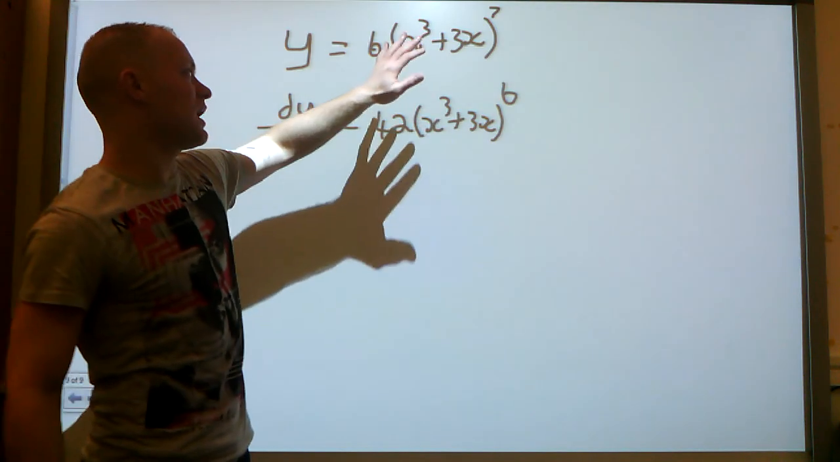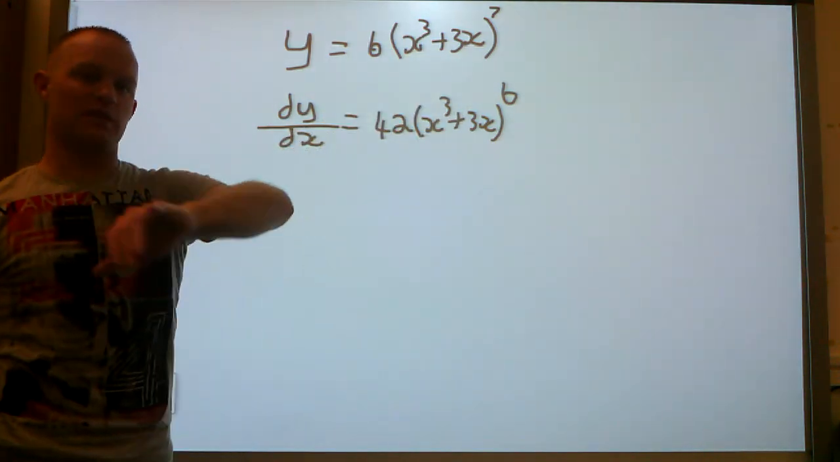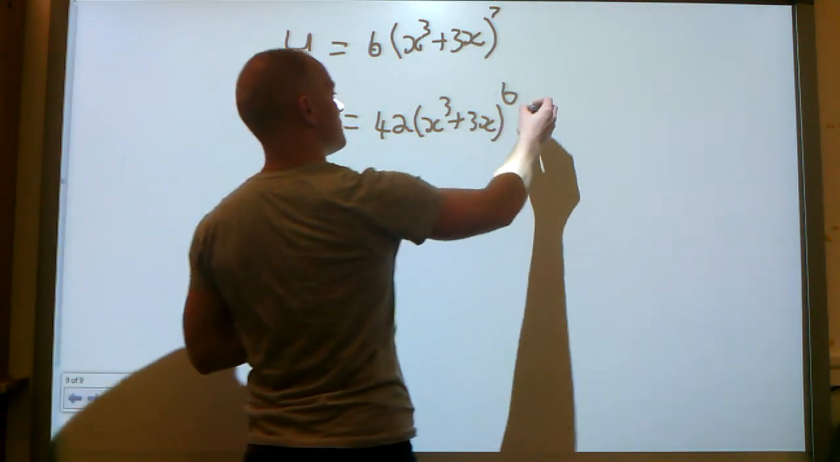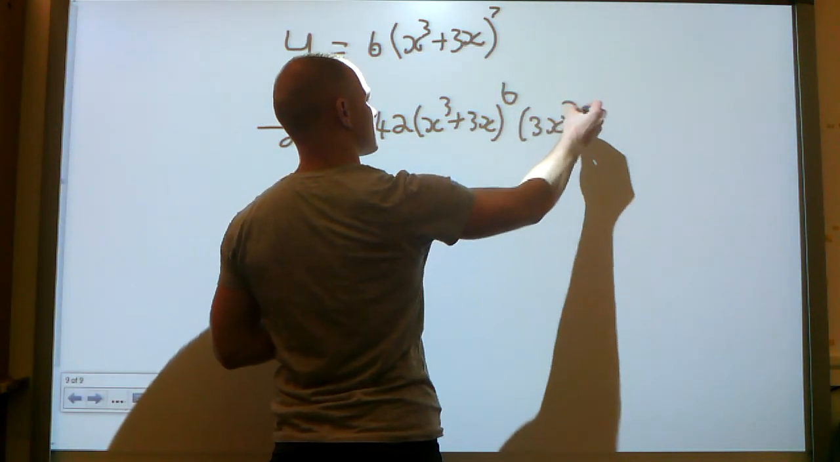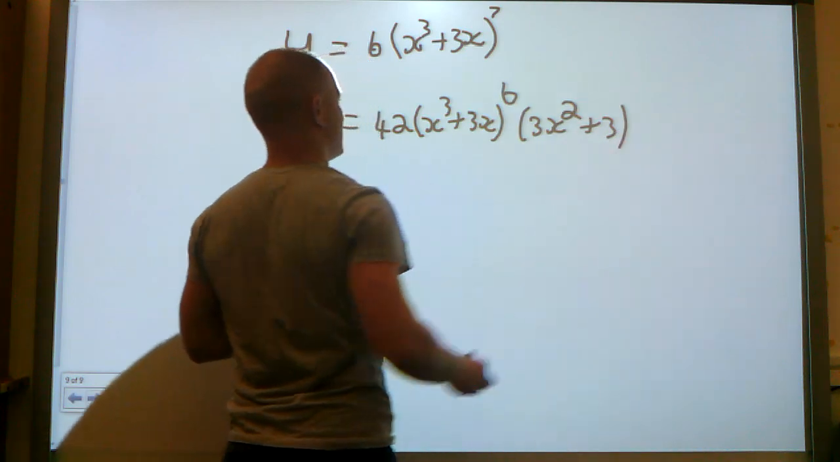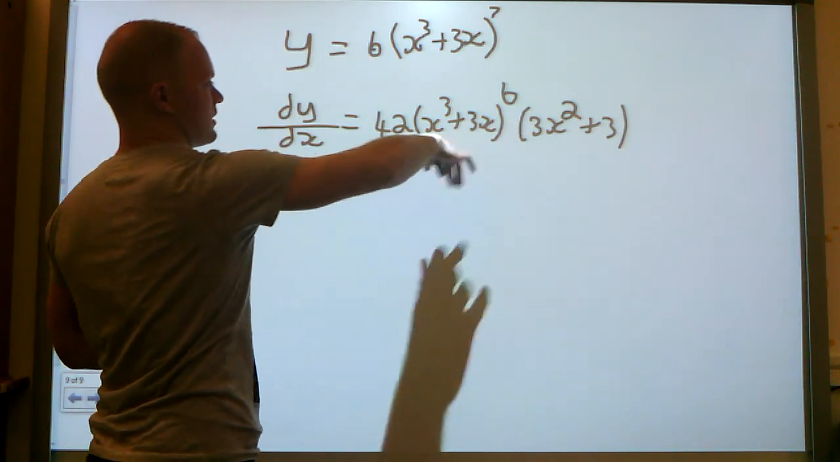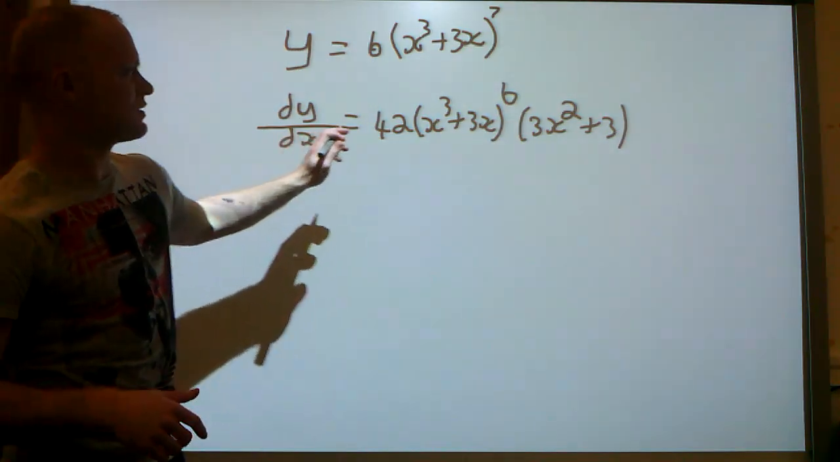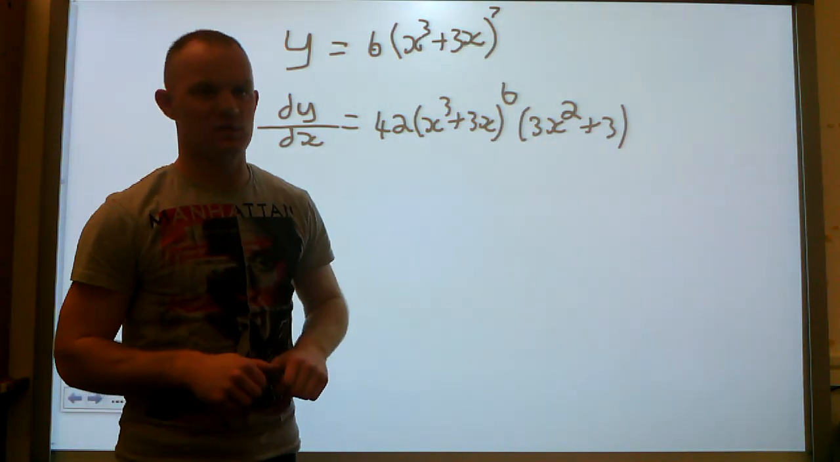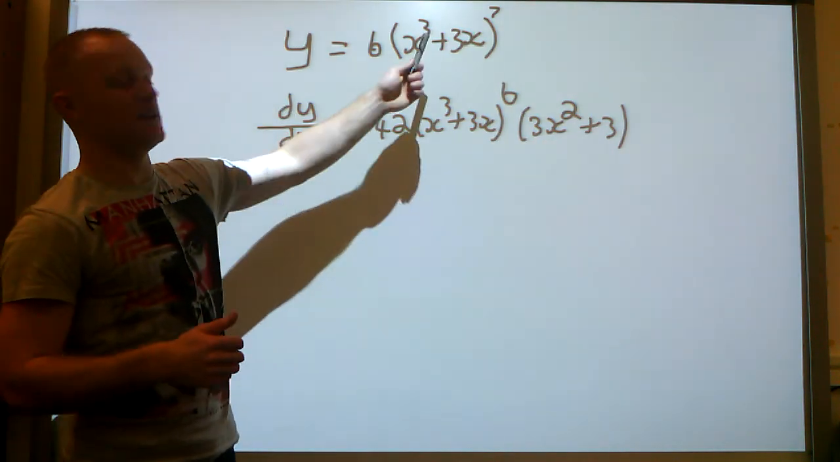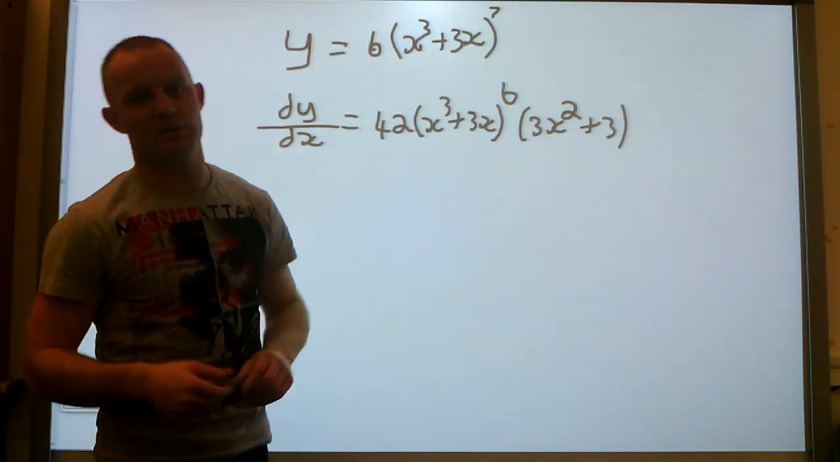So that's pretty straightforward. Then all we have to do is multiply by the derivative of the brackets. What's the derivative of the inside of the brackets? 3x squared plus 3. Okay, you can multiply that out as well, so 42 times 3x squared plus 3. But that's basically it, dy dx is equal to that, and that's how you use the chain rule. It's really straightforward. You just differentiate as normal and then multiply it by the derivative of the brackets.